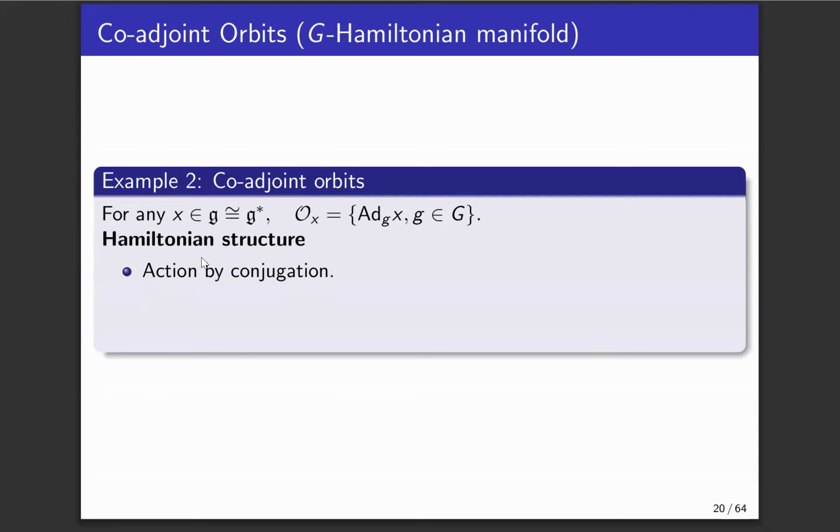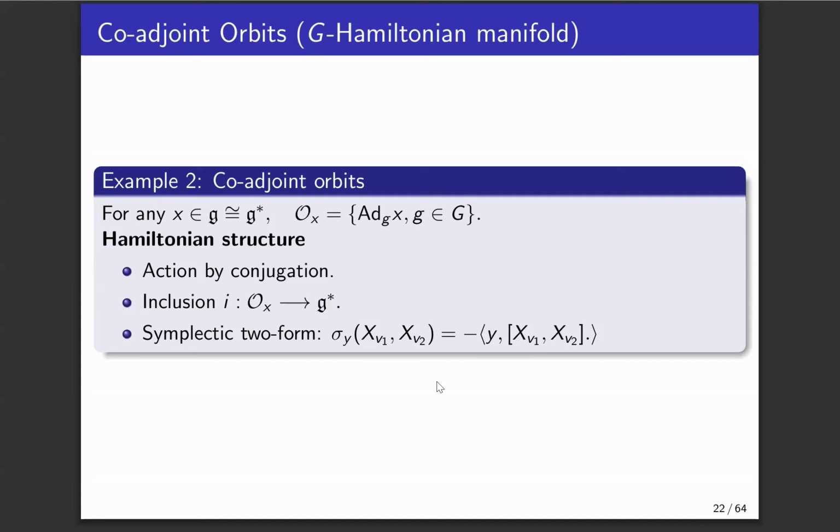So how can we describe this Hamiltonian structure? The action is by conjugation, and the inclusion map is the momentum map for this action. And the symplectic form is given by the following formula: when we take v1, v2 to be elements in the Lie algebra, and we consider the vector fields Xv1, Xv2 generated by the action of v1 and v2, then their image under the symplectic form is the scalar product of y with the Lie bracket of Xv1 and Xv2.